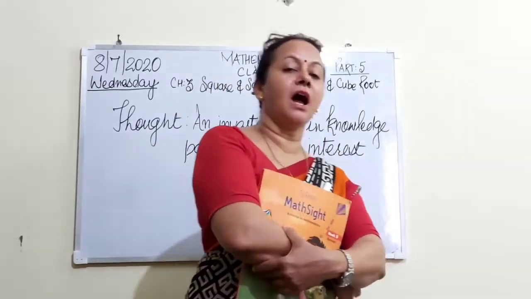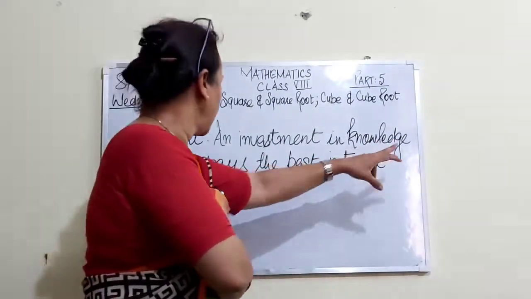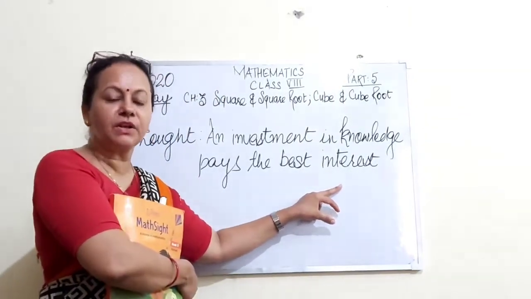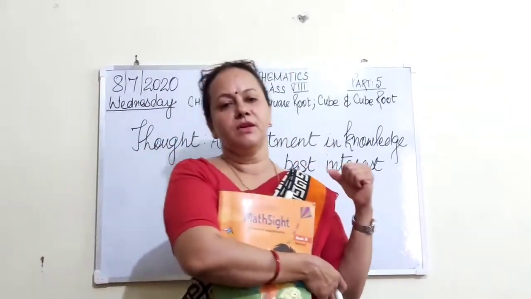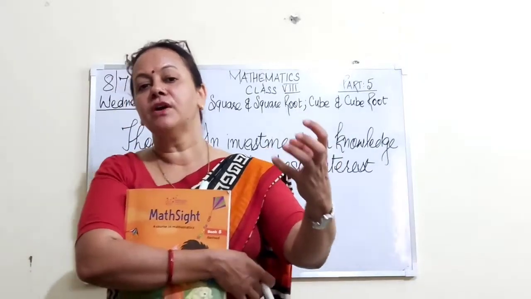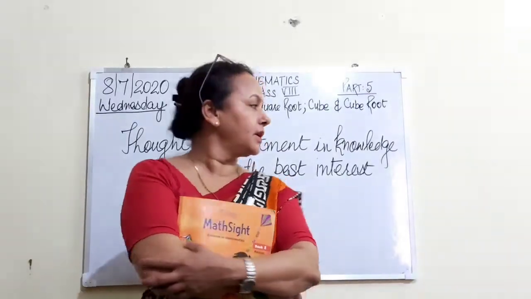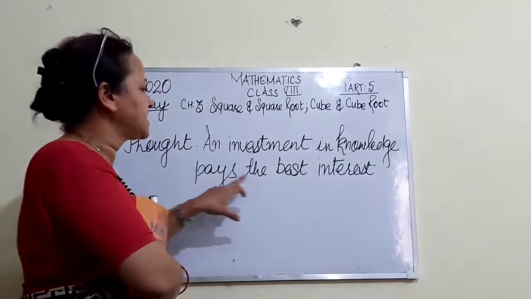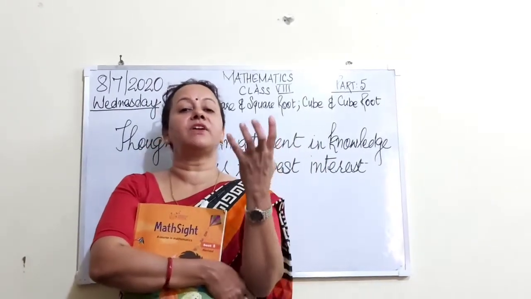Before starting our topic, I want to tell you the thought: an investment in knowledge pays the best interest. If you have good knowledge, it will give you a lot. We are doing square and square root. What is square? What is square root? If you have the basic knowledge of any topic, then you can easily do the whole chapter. So it means an investment in knowledge. If you have the knowledge of the concept, you can pay the best interest. Your interest is good marks. If you have the knowledge of the concept, it will give you good marks.